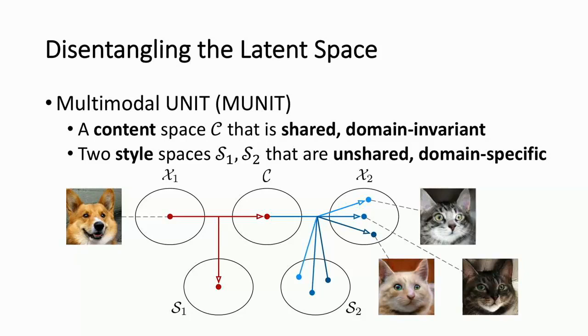So to translate an input image to another domain, we simply extract its content code. Remember, we need to preserve the content. We need to preserve the pose of the dog. But we can sample different style codes from the target style distribution. And by sampling different style codes and recombining them with the input content, we should be able to generate a diverse set of outputs that have different styles, but they all belong to the target domain.